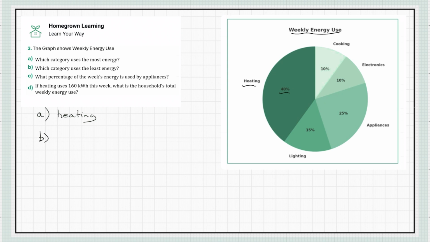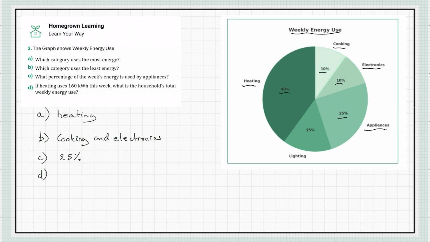If we look at B, which category uses the least? Well, electronics and cooking are both tied at 10%. So we're going to write cooking and electronics. What percentage of the week's energy is used by appliances? Well, appliances are here and they use 25%.